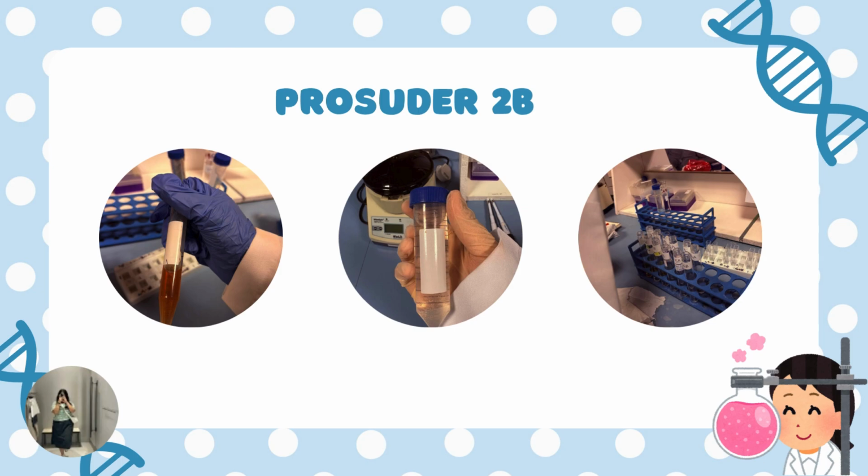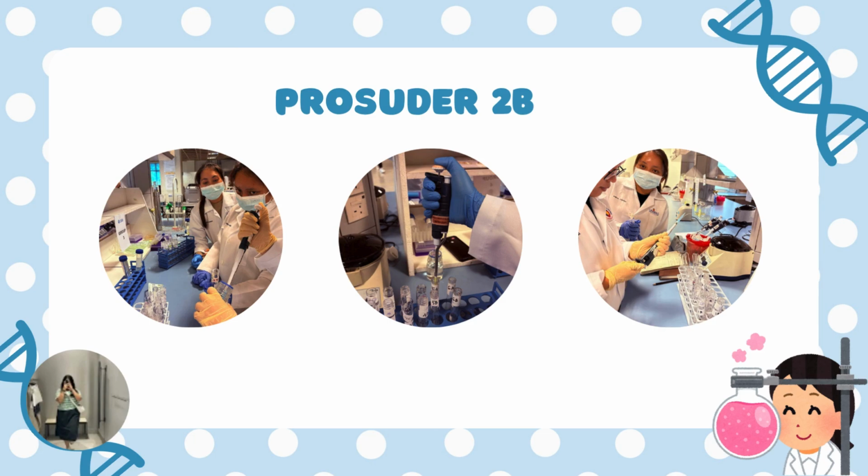Now we will move to procedure 2B. First, we put sample water in 5 test tubes. For the first tube, put 1000 microliter of sample water. In the second tube, we put 500 microliter. In the third tube, we put 250 microliter. In the fourth tube, 100 microliter. In the fifth tube, we put 50 microliter. And in the last tube, we did not put any sample water.